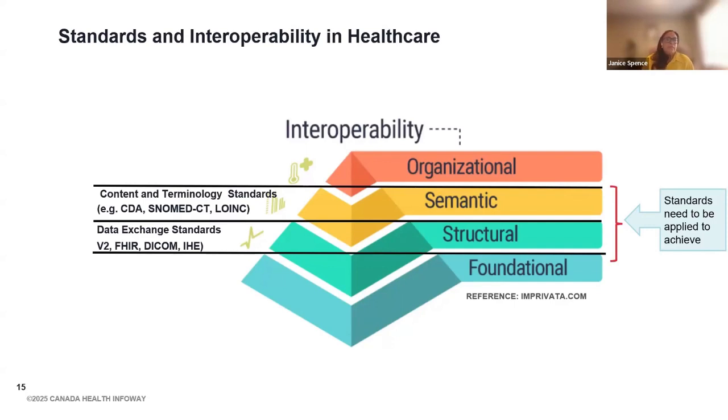The second level is structural. This is where format, syntax, and organization of data exchange, including at the data field level for interpretation, is involved. And this is where standards play a key role at this layer as well. Standards such as the content and data exchange standards work symbiotically to make this happen. Data exchange standards, I've given a few examples here, which is HL7 FHIR, V2, DICOM, and IHE.